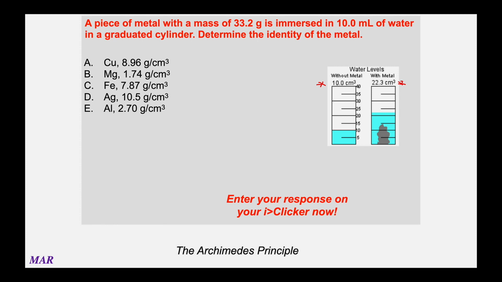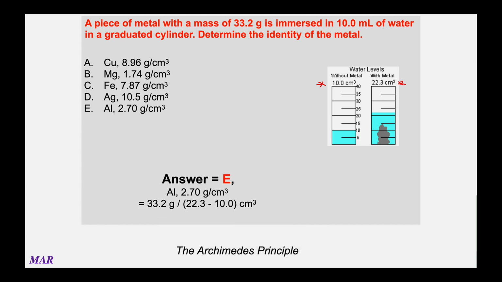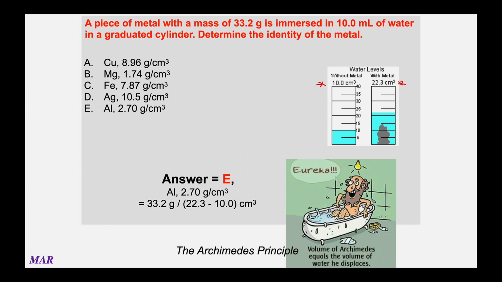Mass of the metal, 33.2. Volume of the metal would be 22.3 minus 10, or 12.3. So in this problem, the density comes out to be 2.70 grams per centimeter cubed. And again, you get that by mass divided by volume. And you want to use the displacement system.